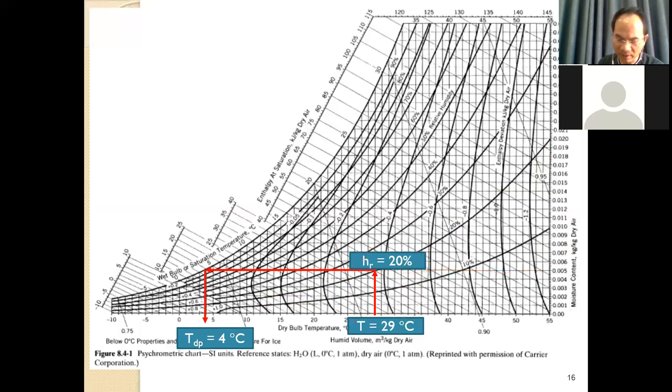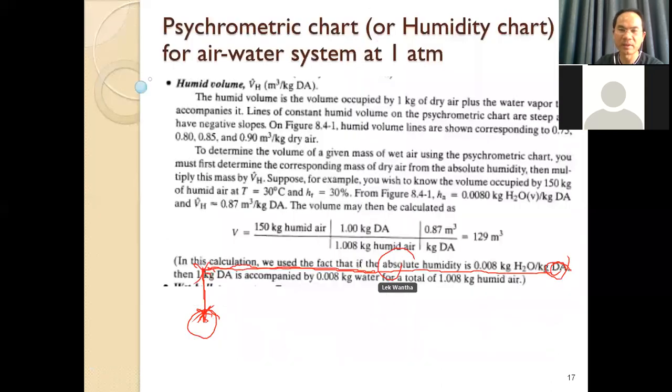And also you can estimate the dew point. You can estimate the dew point by drawing a horizontal line to cross the saturation curve. Saturation means 100% relative humidity. Then draw a vertical line to contact the x-axis, and you get the dew point temperature. If you draw in this direction, you get the moisture content; if you draw in this direction and then vertically, you get the dew point temperature. That means the air at a dry bulb temperature of 29 Celsius and 20% humidity has a given dew point and moisture content, for example.